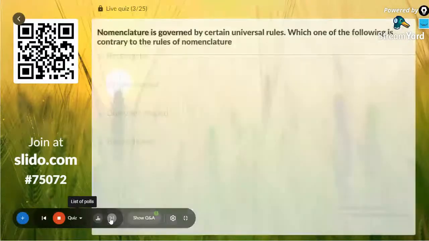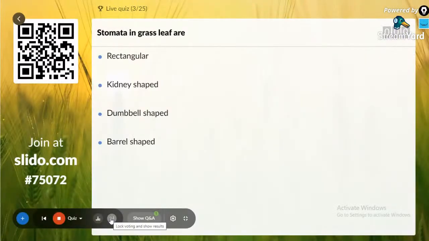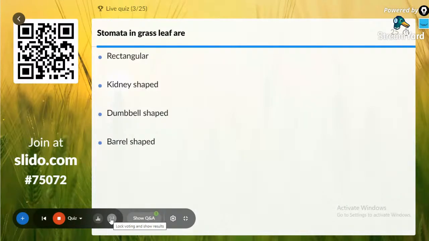I'm not wasting your precious time. I'm just explaining the answers where you are getting wrong. Simple question again on Mega Botany test number 1. Stomata in grass leaf are option A, rectangular, B, kidney shaped, C, dumbbell shaped, and D, barrel shaped.